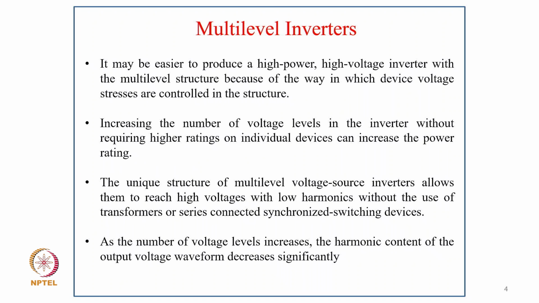In many cases, it may be easier to produce a high power, high voltage inverter with a multi-level structure because of the way in which the device voltage steps are controlled in the structure. Increasing the number of voltage levels in the inverter without requiring higher rating of individual devices can increase the power rating. The unique structure of the multi-level voltage source inverter allows it to reach high voltage with low harmonics without the use of transformers or series connected synchronized switching devices. As the number of voltage levels increases, the harmonic content of the output voltage waveform decreases significantly.